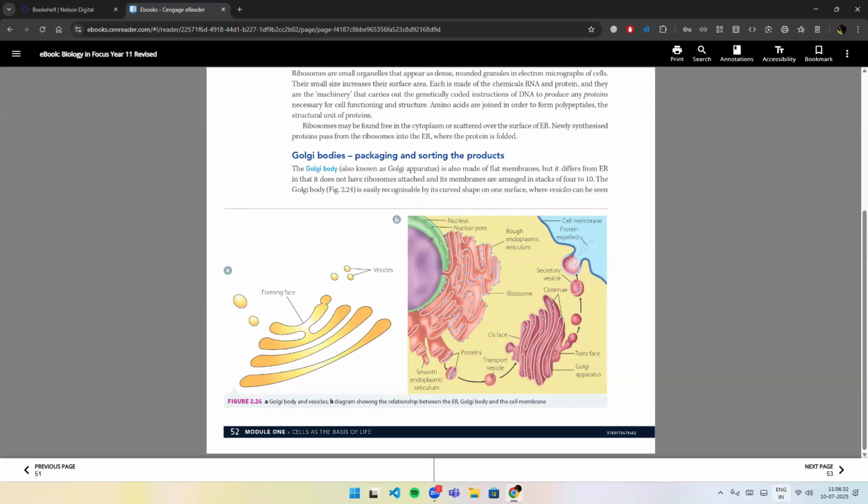Golgi bodies, packaging and sorting the substances. The Golgi body, also known as Golgi apparatus, is also made up of flat membranes, but it differs from ER in that it does not have ribosomes attached and its membranes are arranged in stacks of 4 to 10. The Golgi body is easily recognizable by its curved shape on one surface where vesicles can be seen.